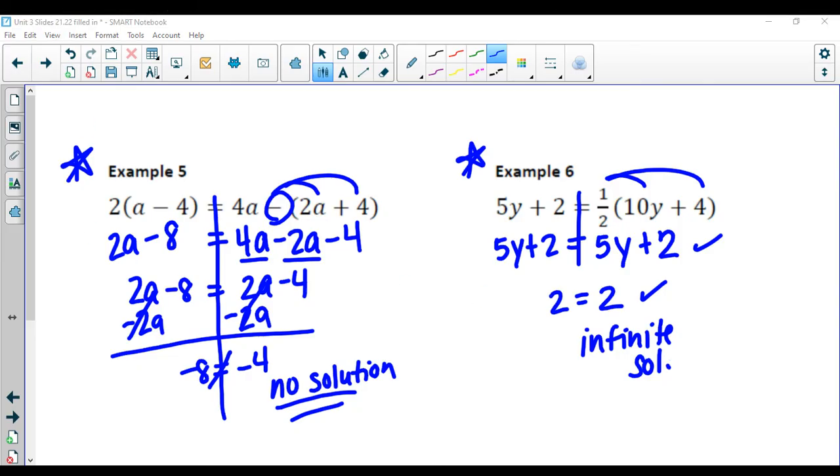And that's it for infinite solutions versus one solution, which is what we've been seeing for the whole chapter, versus no solutions.